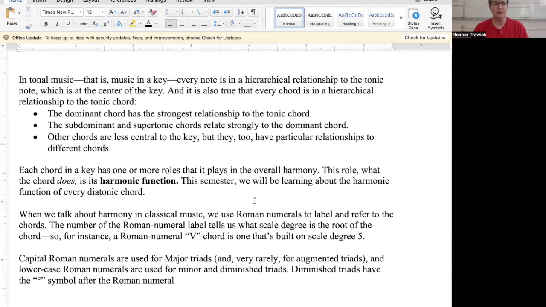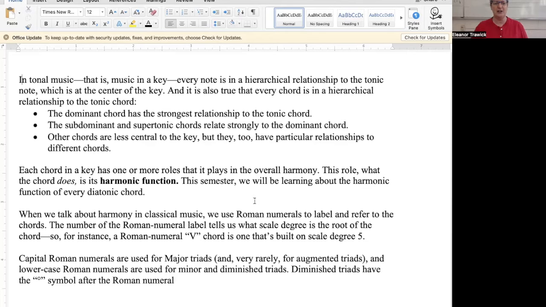I can say by way of a short summary that the dominant chord has the strongest relationship to the tonic chord, and the dominant chord really wants to resolve to the tonic chord. The subdominant and the supertonic chords relate strongly to the dominant chord. Other chords are less central to a key, but they too have particular relationships either to the tonic or to different chords. When I say that each chord in a key has one or more roles that it plays in the overall harmony, what I'm talking about is the harmonic function of a chord. And we will be spending most of this semester learning about the harmonic function of all of the chords in major and minor keys.